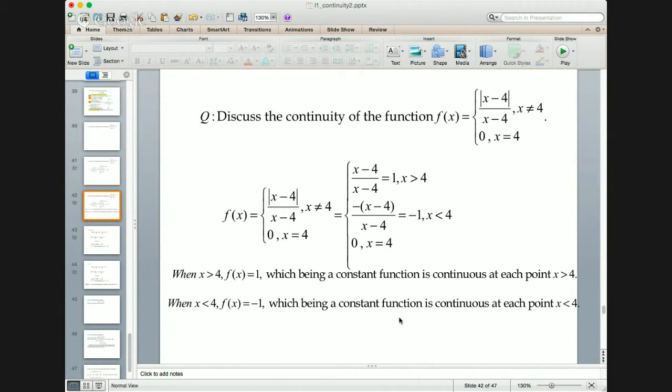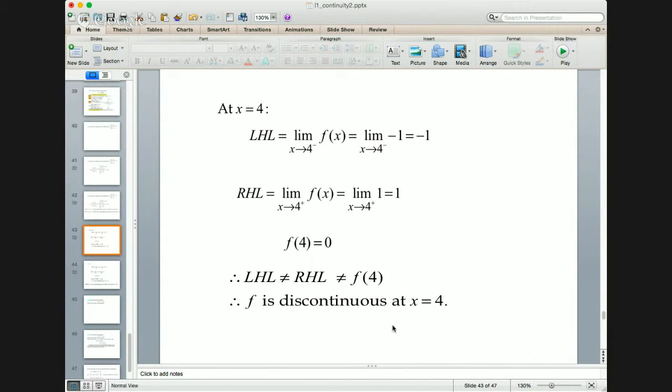It gives us, at least for x greater than 4 and x less than 4, the function to be continuous. Then it's only at x equal to 4, which again is not really a challenge, because it's very clear that the left-hand limit and the right-hand limit are not equal to each other and not equal to the value of the function. So it's not at all continuous at x equal to 4. It's not even a left-side continuous kind of function.